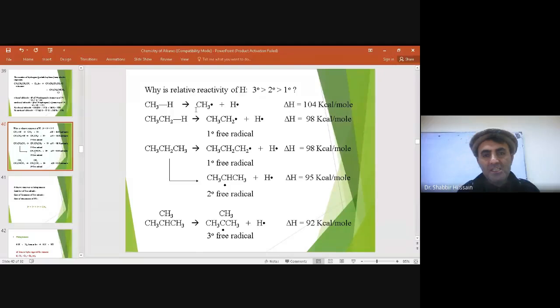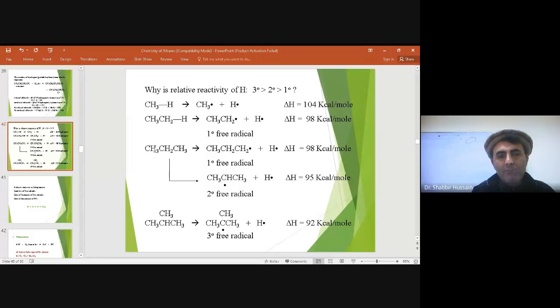or just heated through a thermal reaction, the abstraction of this through homolysis needs 104 kilocalorie per mole, that is methane. But when we are talking about ethane, the energy required for the ethane free radical is del H 98 kilocalorie per mole, right?